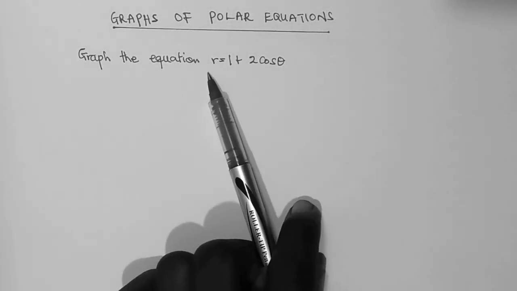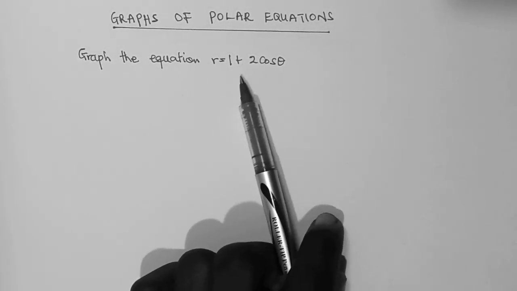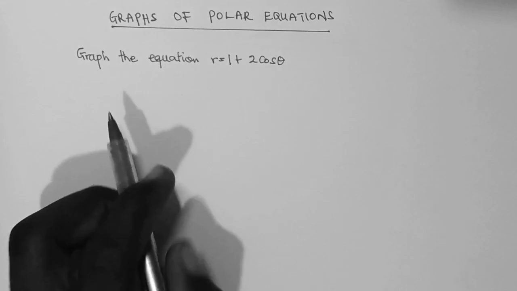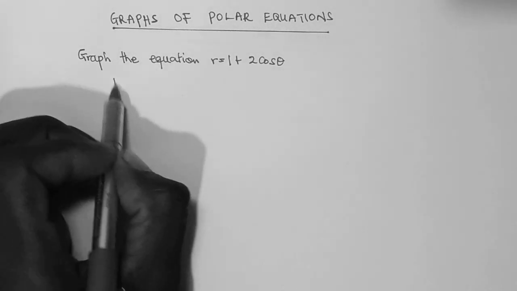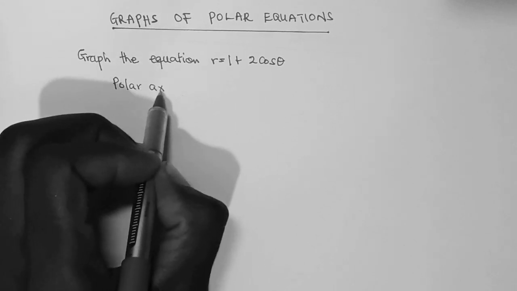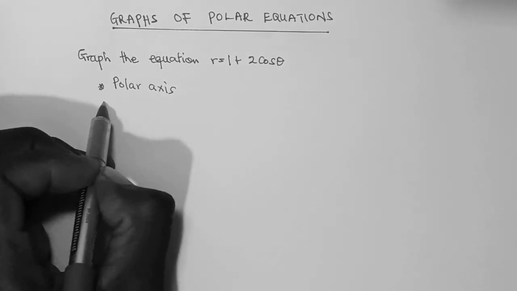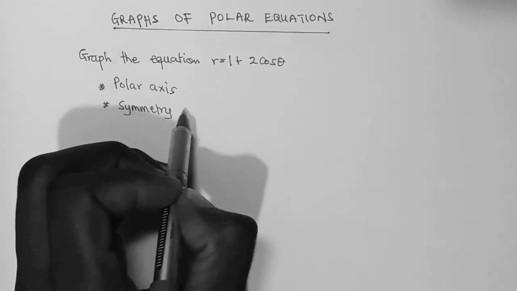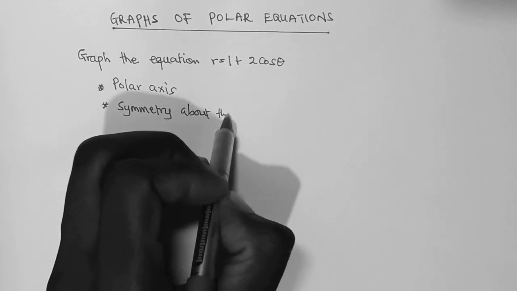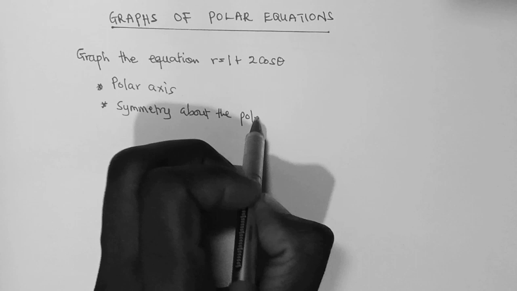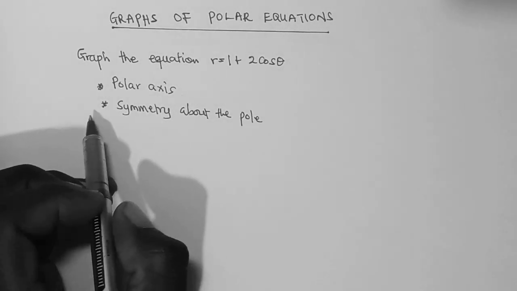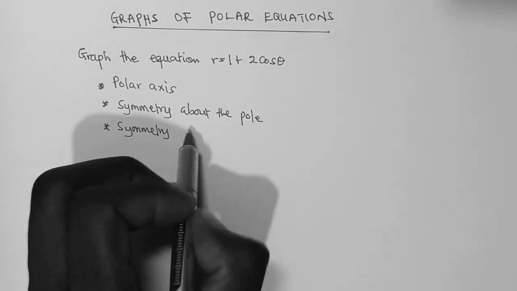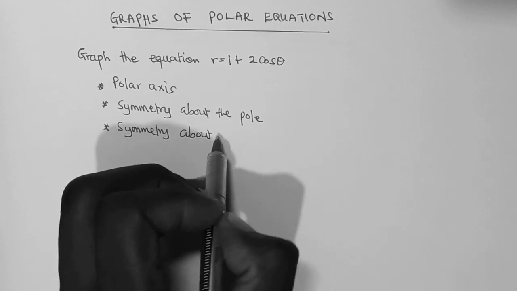Anytime you are given a polar equation to graph, the first things you must look for are the symmetries. There are three major symmetries that you must look for. The first is symmetry about the polar axis. The second is symmetry about the pole. And the last one is symmetry about the line pi over 2.